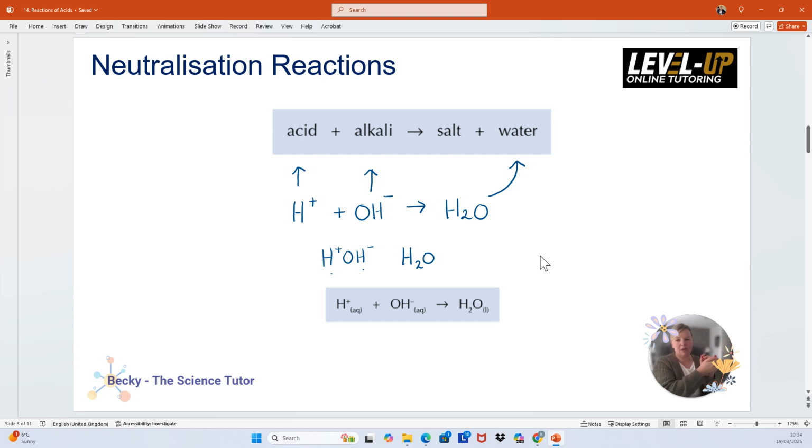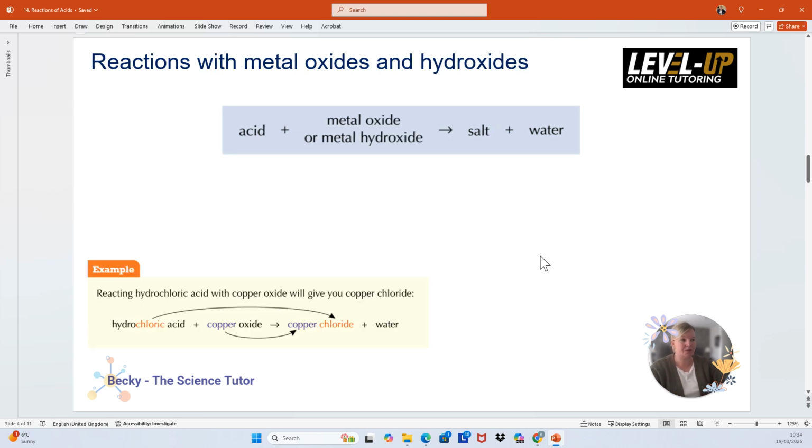And now what we're going to have a look at is how we name those salts, what type of salts are produced, and the different types of reactions that occur to produce different salts. Okay. So when an acid reacts with a metal oxide or a hydroxide, so these are both capable of neutralizing an acid.